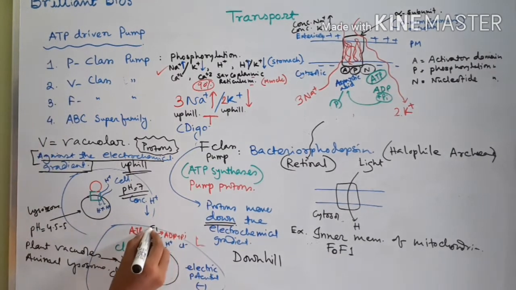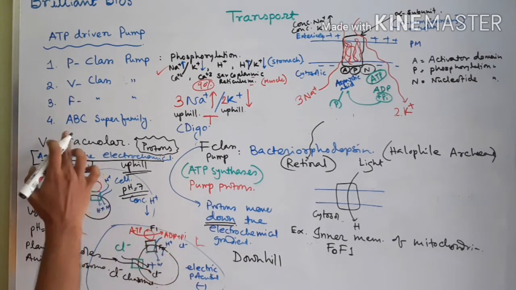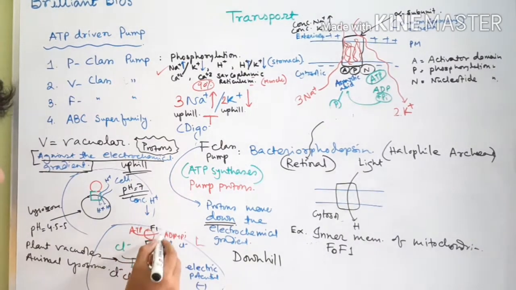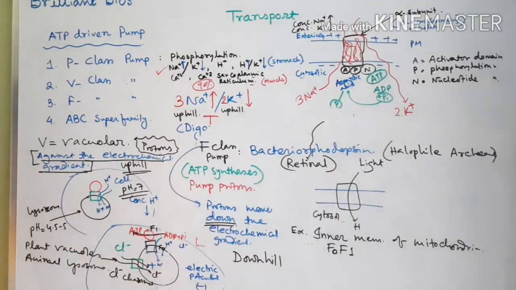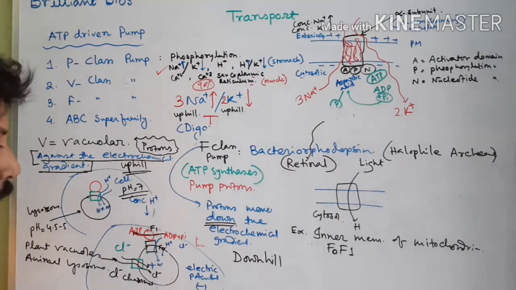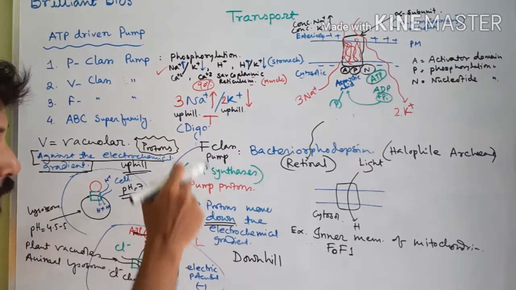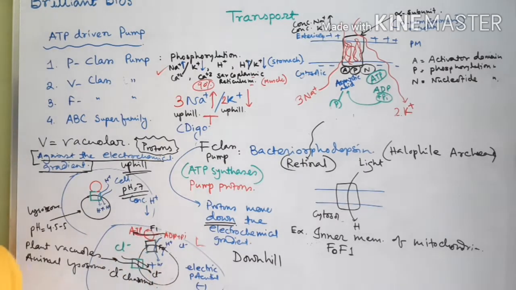In this F1 region, here the opposite occurs. In case of V-class pump, ATP degrades into ADP and Pi, but in case of F-class pump, this ADP and Pi actually make the ATP. That is the difference. Just simple opposite occurs. In case of V-class pump, ATP is destroyed to ADP and Pi. In case of F-class pump, ADP and Pi attach with each other to make the ATP.